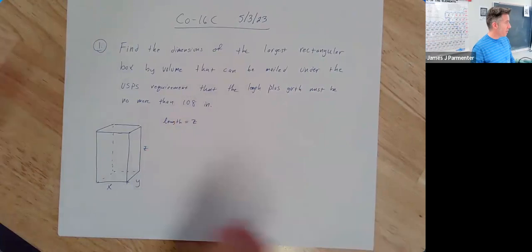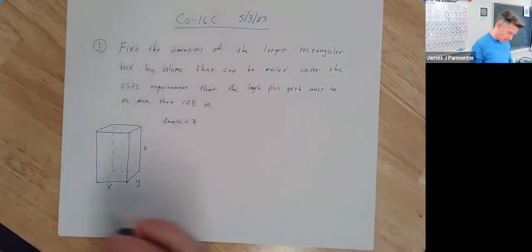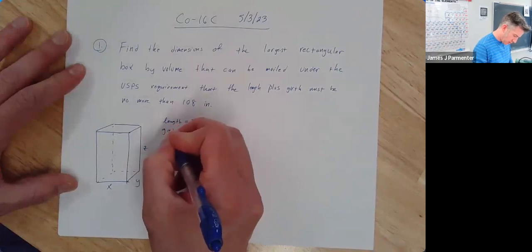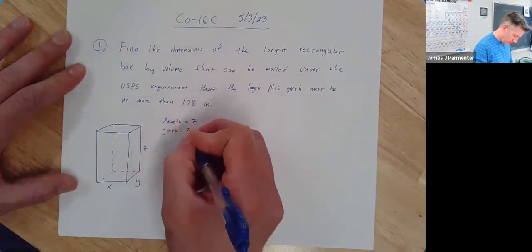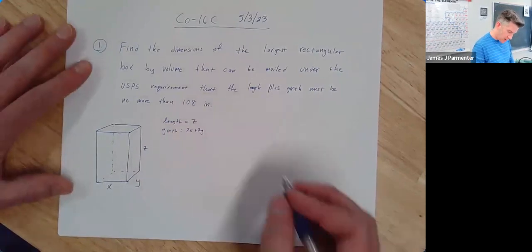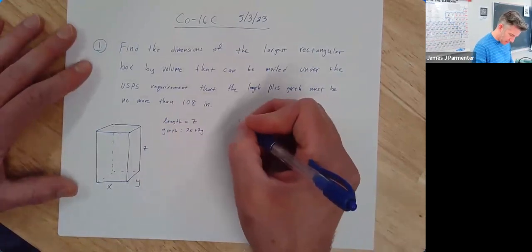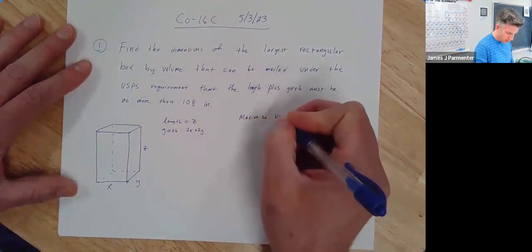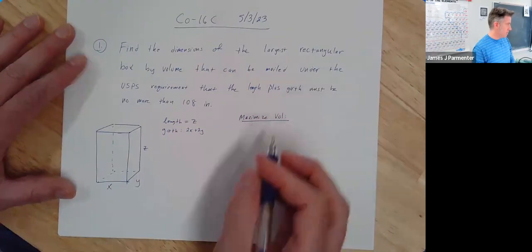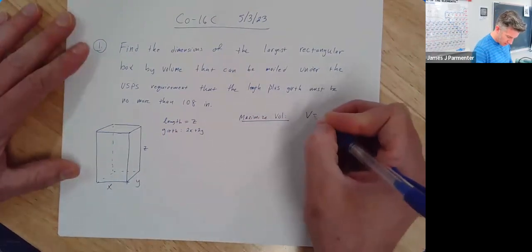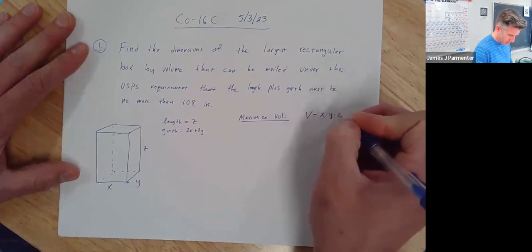And the girth is the around part. So the girth is going to be X plus Y plus X plus Y, so the girth is going to be 2X plus 2Y. Our job here is to maximize volume. Well, great. We know how to find the equation for volume. It's just the three dimensions multiplied together. So here, volume is equal to X times Y times Z.